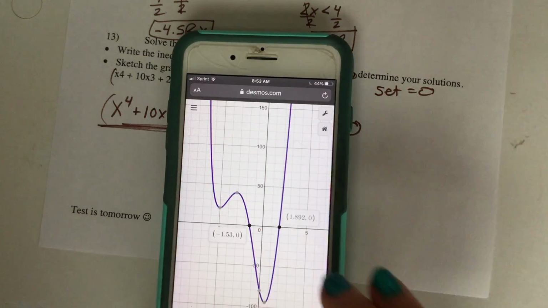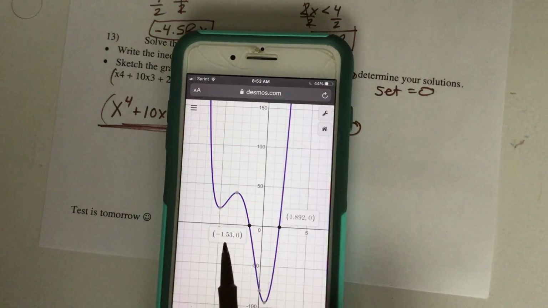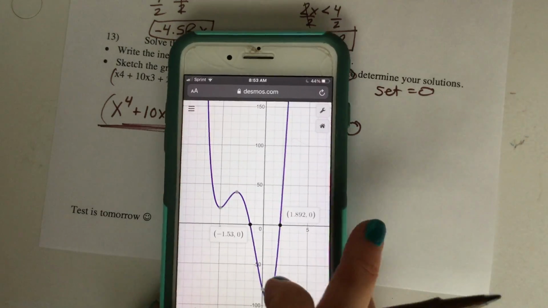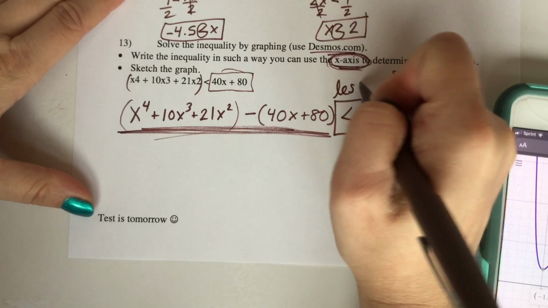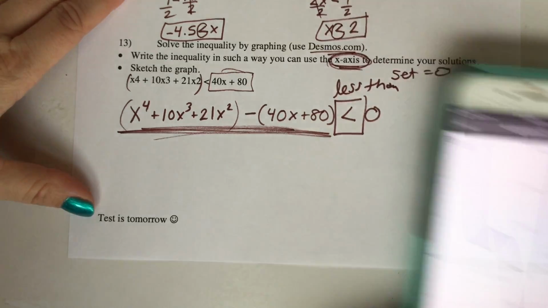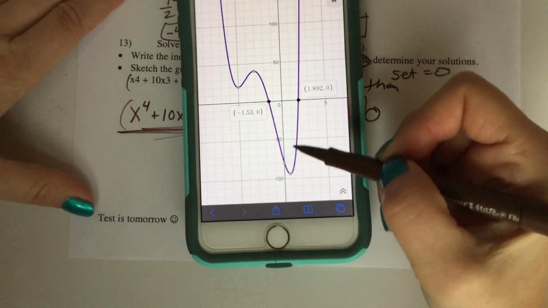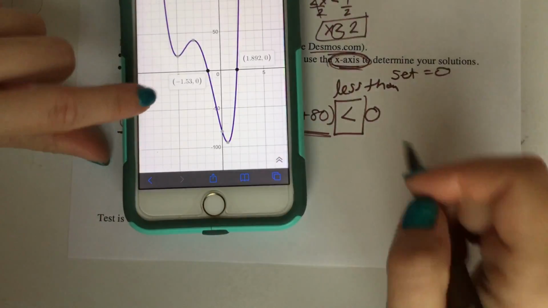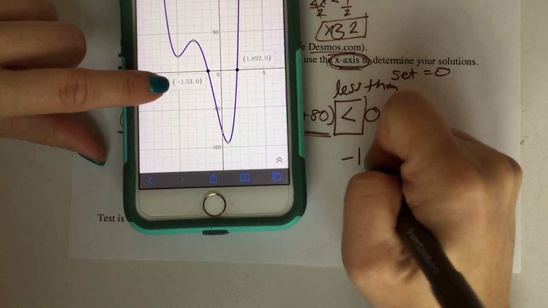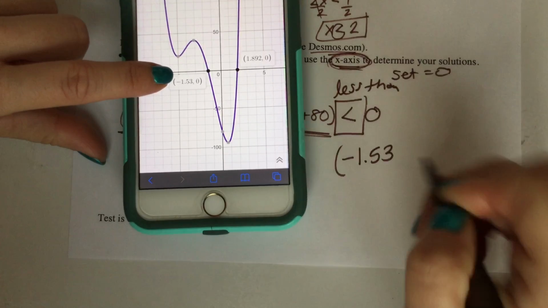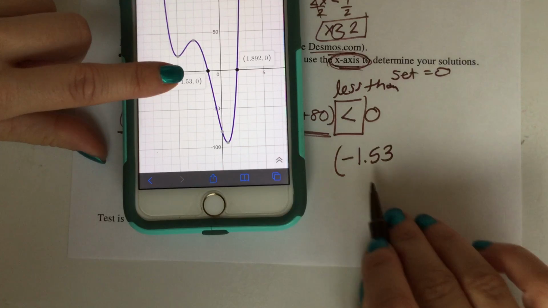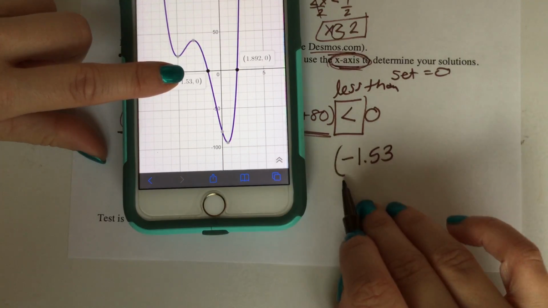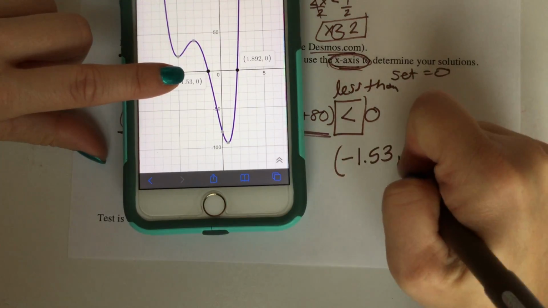Here are the values that we'll be using for the interval, okay? They are the x values. We want to know when this is less than. That means, when is it below? Well, here's when it's below. Okay, so the x value, it hits 0 at negative 1.53. We're not including that value because we don't want it to be less than or equal to. We just want it to be less than. So that's why that is a rounded circle.